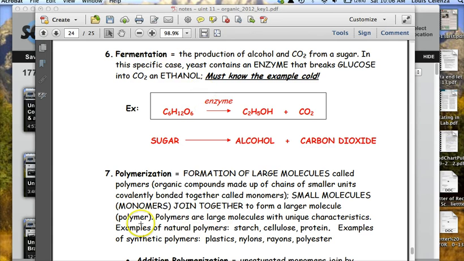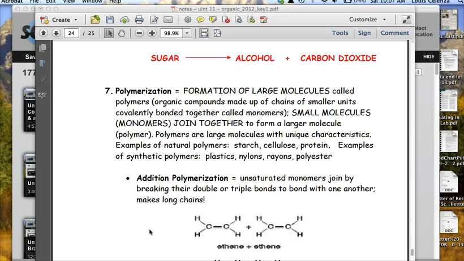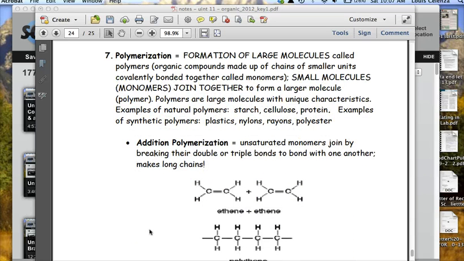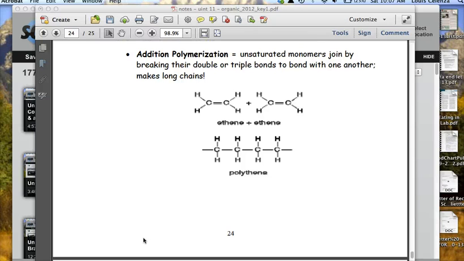The last is what we call polymerization. And there's 2 kinds of polymerization. Basically, polymerization is when you take small molecules, which we will call monomers. You take small molecules and you join them together to form a larger molecule, which we call a polymer. So making a polymer is called polymerization. There's 2 ways of doing it. One way is called addition polymerization.